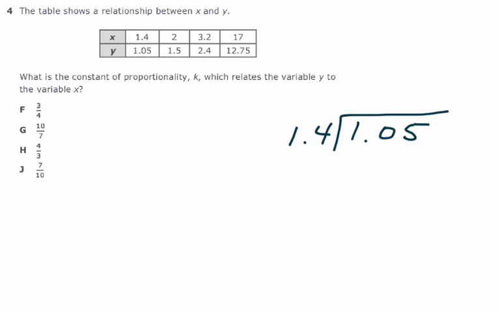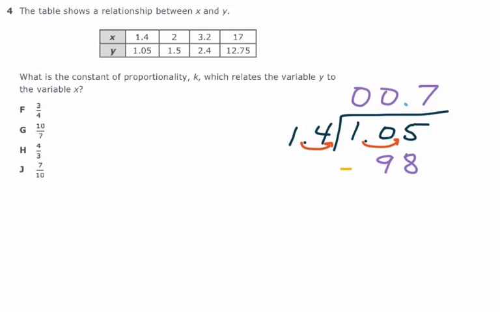We set it up as division. I'm going to move the decimals over one place there, and one place there. So basically I have this set up as 10.5 being divided by 14. I bring the decimal up. 14 doesn't go into 1. 14 does not go into 10. 14 does go into 105. Goes in 7 times. 14 times 7 gets you 98.